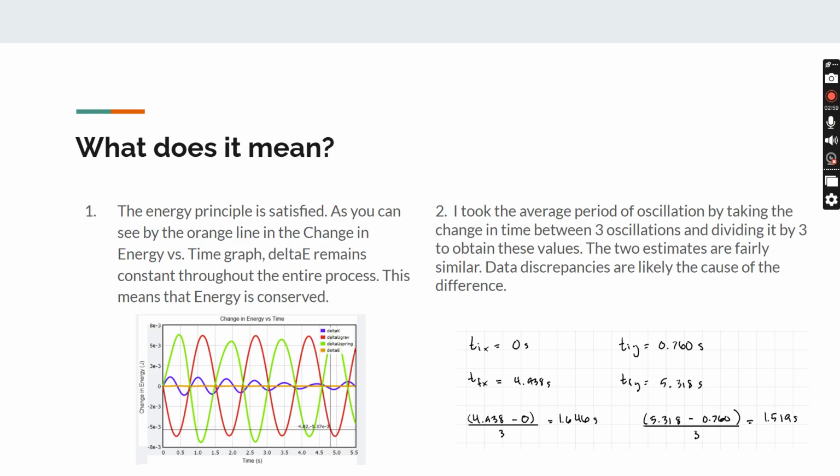What does it mean? So for number one, the energy principle is satisfied, as you can see by the orange line, which represents the change in energy. It remains constant, which means that energy is conserved.